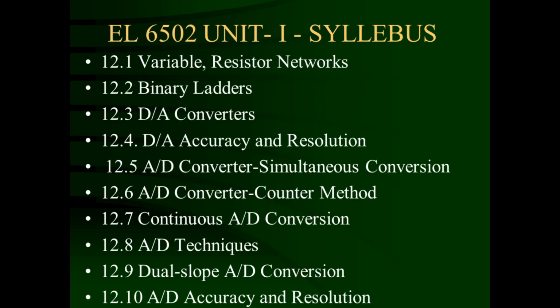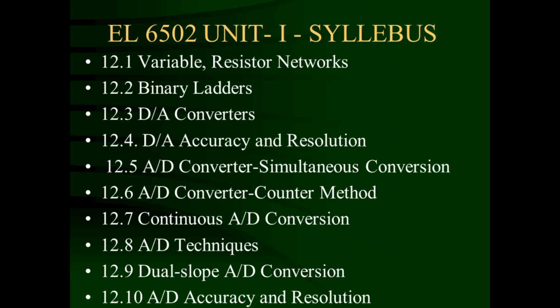In EL 6502, unit 1, we have taken the syllabus from the well-known book by Malvino and Leach and Saha. In this particular book, 10 topics, 12.1 to 12.10, are taken. This is chapter number 12. The first topic is variable register networks. Second one is the binary ladders. Third one is D to A converters. Fourth one is D to A accuracy and resolutions.